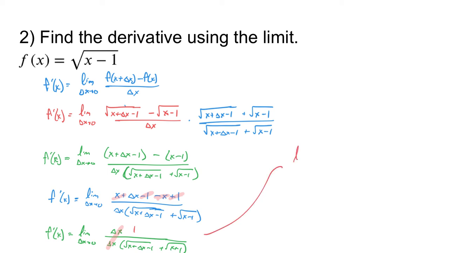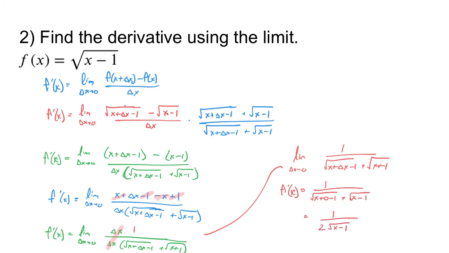So now I have the limit as delta x approaches 0 of 1 over this crazy expression that we have going on. However, what I'm going to do now is substitute in 0 for delta x. And when I do that, I will get the square root of x plus 0 minus 1 plus the square root of x minus 1. And what I get when I do that is 1 over 2 square roots of x minus 1. They both end up being the same thing. And that is the derivative of the square root of x minus 1.